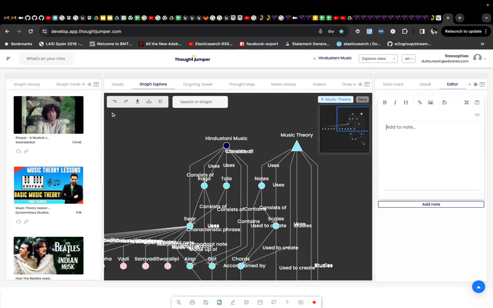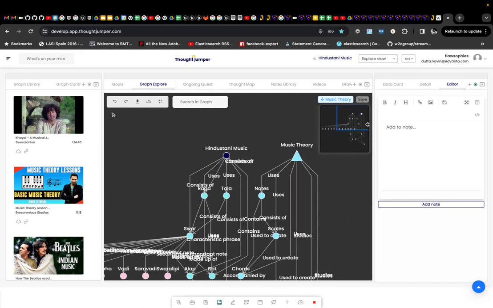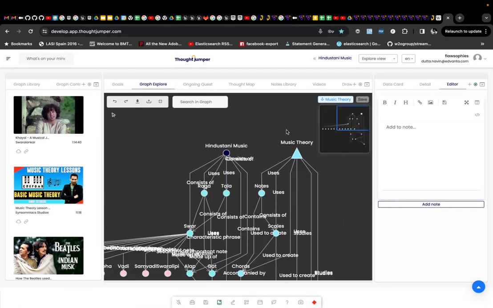We can see more visually appealing graphs. We have a mini map using which you can navigate the graph. When you hover on any of these things, you find information.